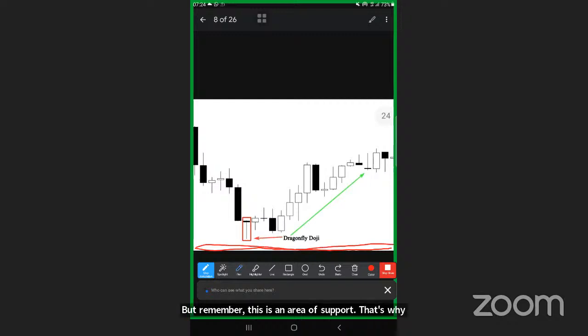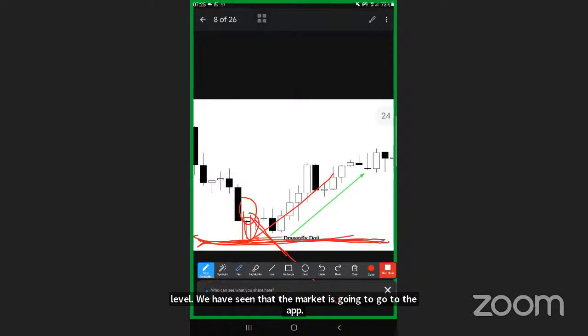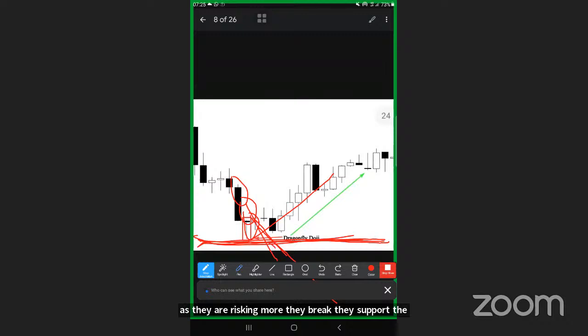But remember, we are doing what we call technical analysis. Sometimes you are going to see this on the area of support, but you will discover that sellers continue to break this support going further down. What does that mean? Sellers are willing to risk more than what buyers can buy. So sometimes a signal can be generated at this level. We have seen that the market is going to go up. Then a signal is generated, only to find out that sellers are risking more. They break the support. The market continues to dip.